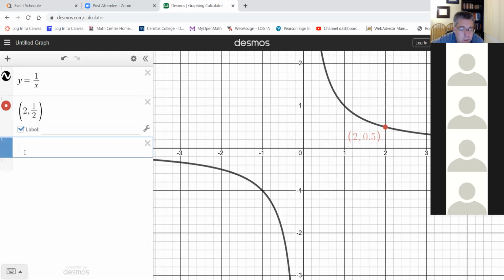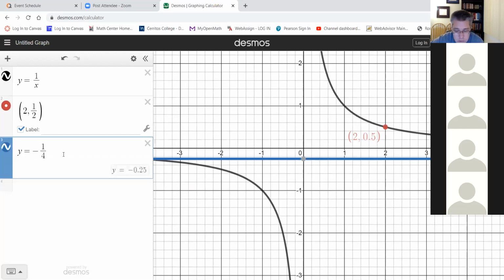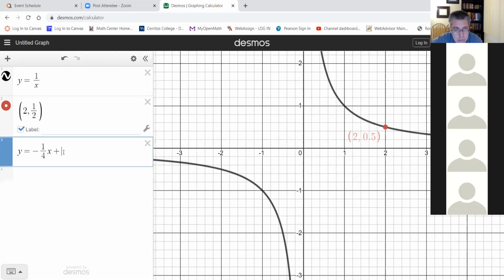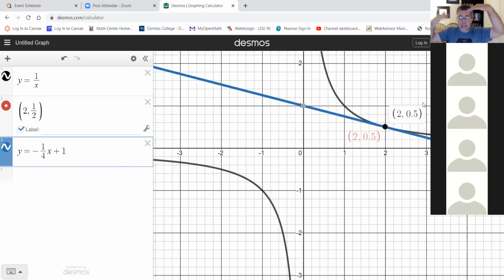So what was the tangent line? It was y equals negative 1/4 x plus what? Plus 1. Whoa, look at that. That's so cool. That's the tangent line to that curve.